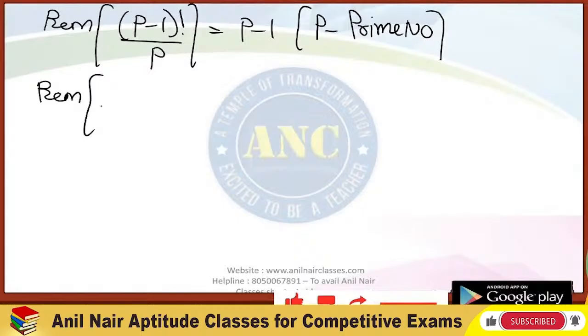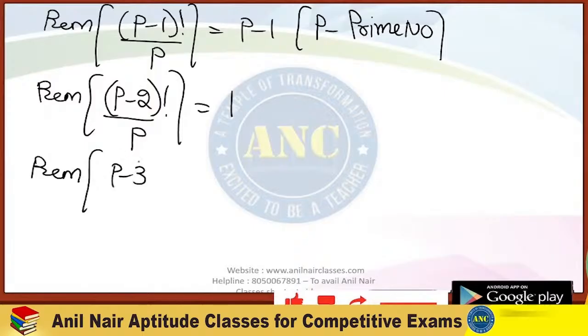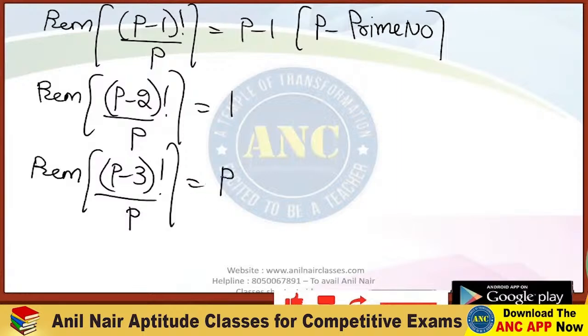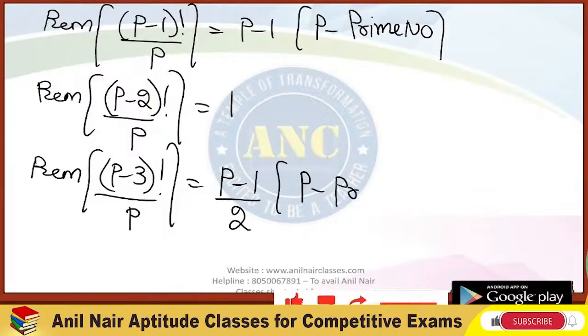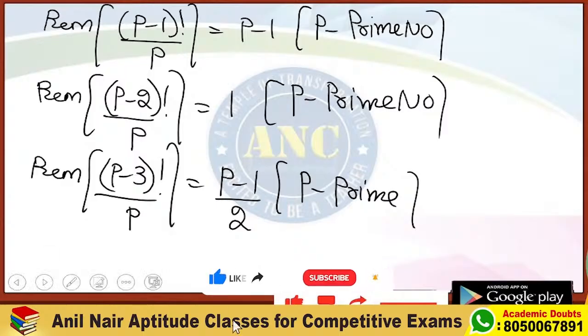Remainder when (P minus 2) factorial is divided by P is always 1. (P minus 3) factorial divided by P is always (P minus 1) by 2, where P is a prime number. In case you forget these conclusions, I will tell you the way to get the answer step by step. Please make a note of it.